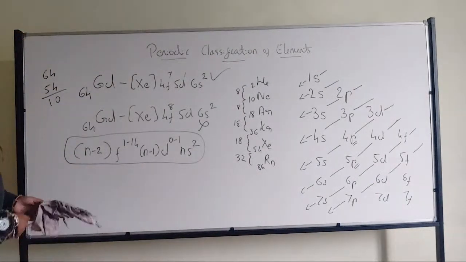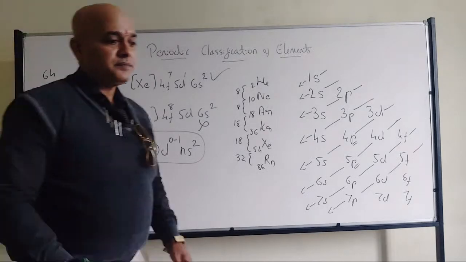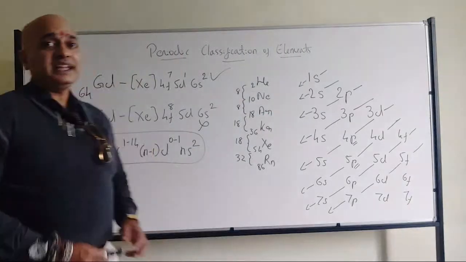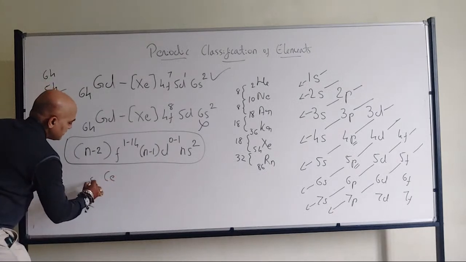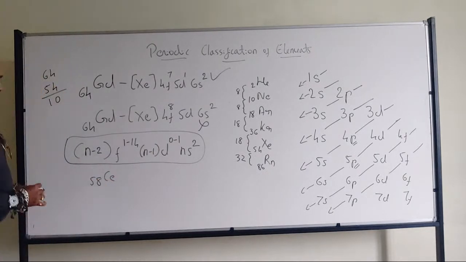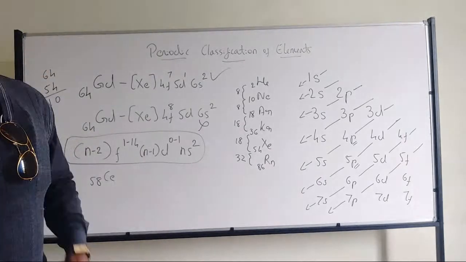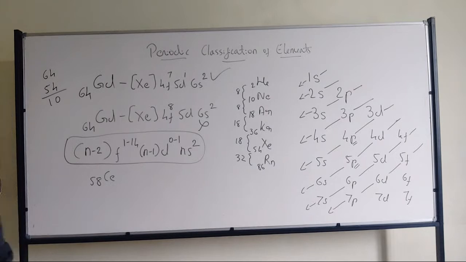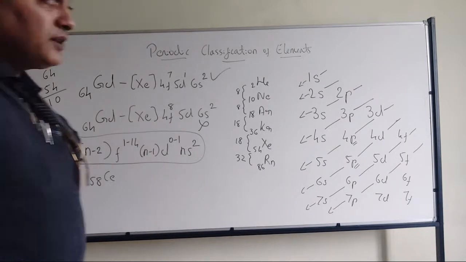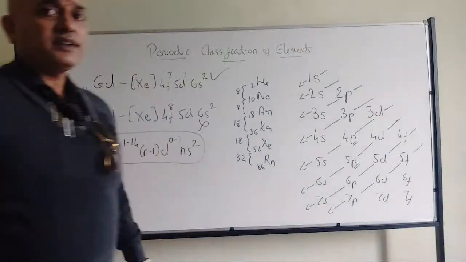Can you write the electronic configuration for cerium then, with atomic number 58, the first element of the lanthanide series? Cerium, atomic number is 58. Can you try it out? What will be the electronic configuration?